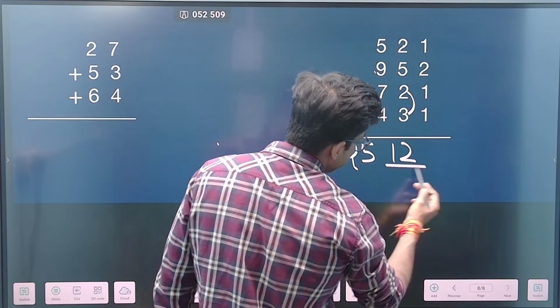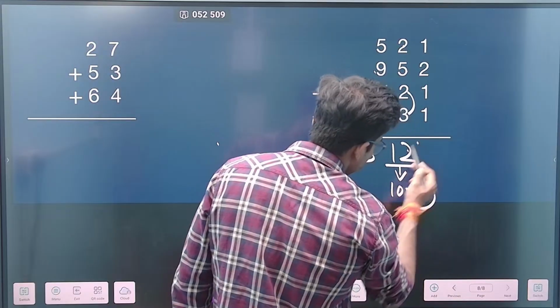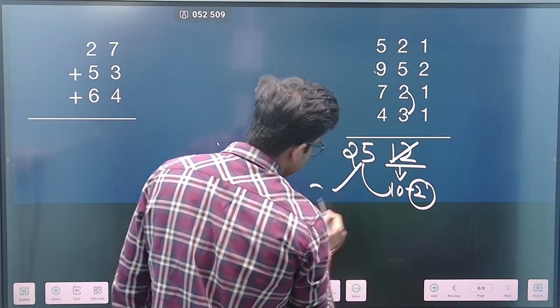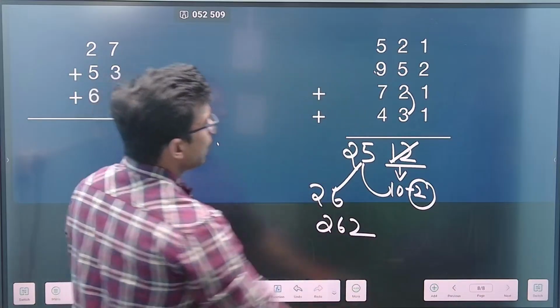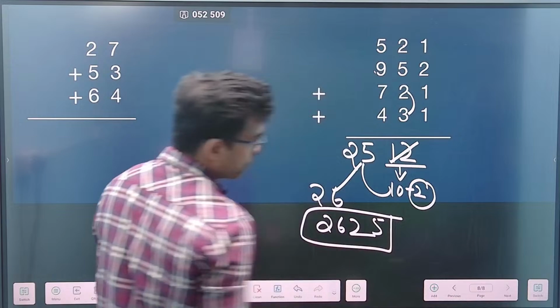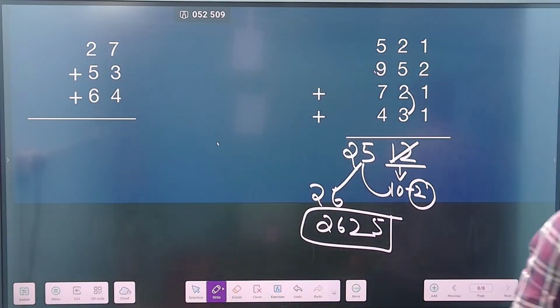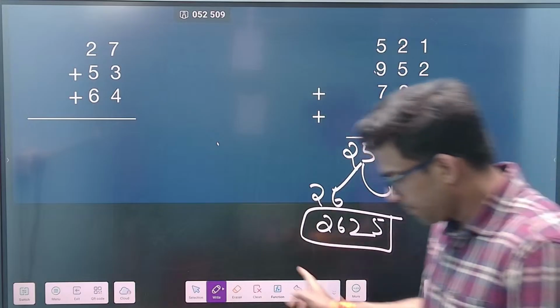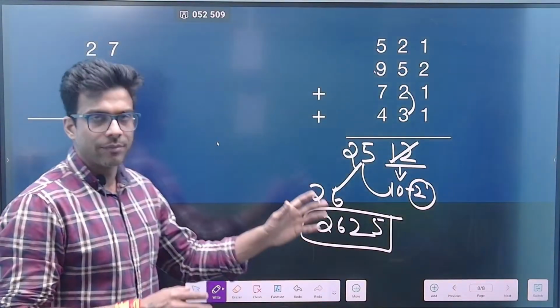So you need to break this number: 10 plus 2. So here the number would be 2. Cut this and shift 1 here, this becomes 26. So right now your number is 262. Now 2 plus 2 is 4 and 1 is 5. So your number is 2625. Done. Basically we are solving a problem through Vedic maths.